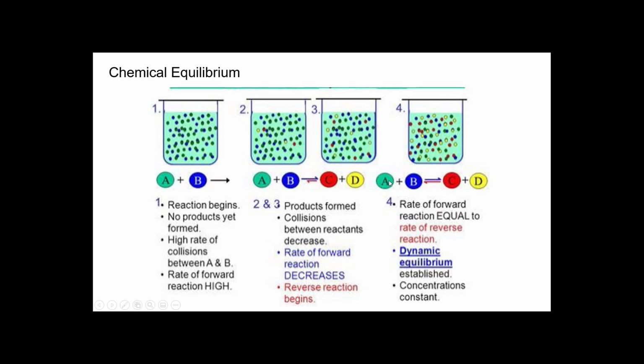And in the last one, we have an equal. So what we do is we have an equal amount of reactants being produced to products, and we have an equal amount of the products going back into reactants. And this is an equilibrium. They sometimes call it dynamic equilibrium, and the concentrations are constant. So whatever the concentrations here are, they're locked in, as well as the concentrations here are locked in.